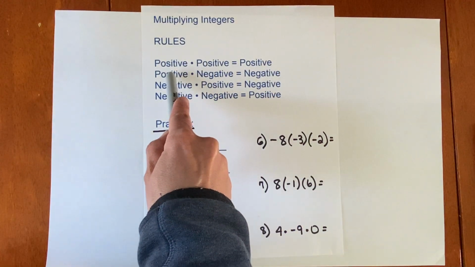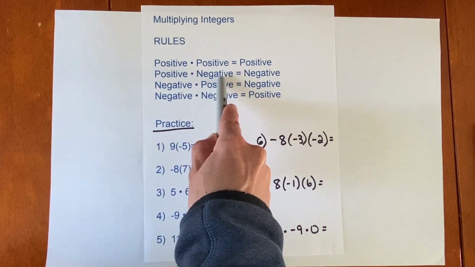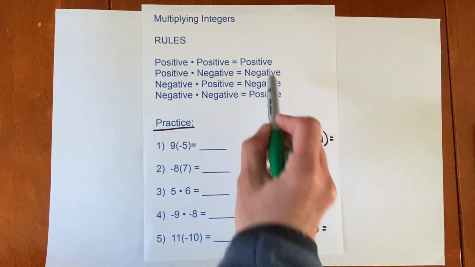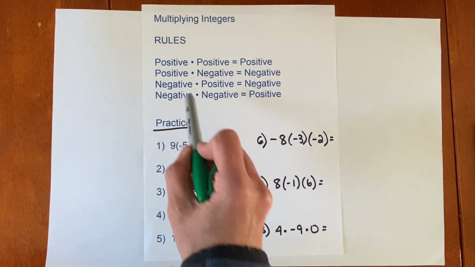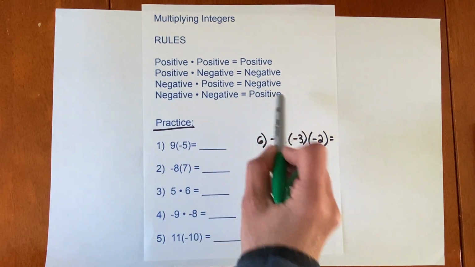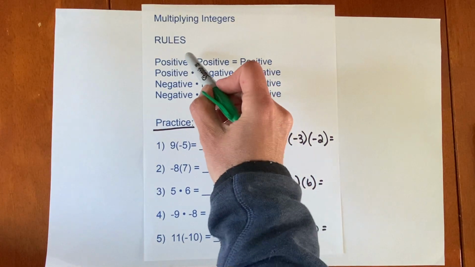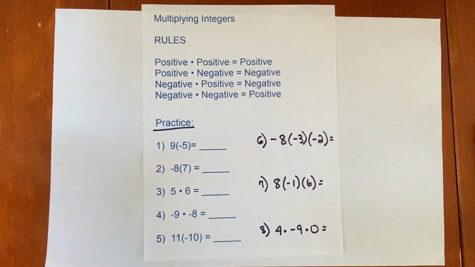So now, if you multiply a positive with a negative, your final answer is negative. If you multiply a negative by a positive, your final answer is also negative. And two negatives multiplied get a positive. Those are the same rules if I were to put a division sign in there.